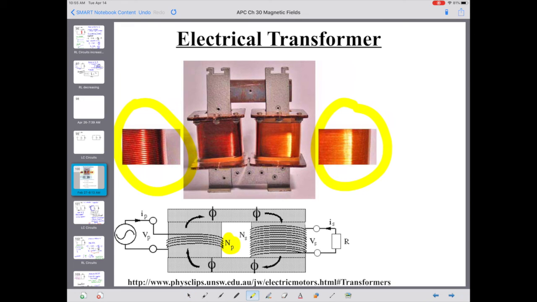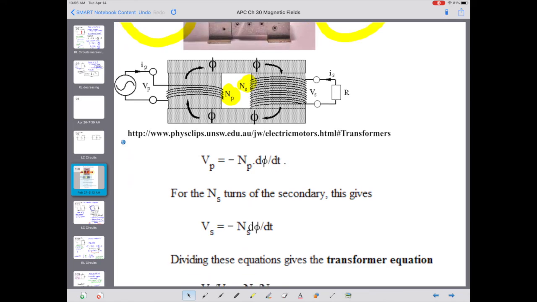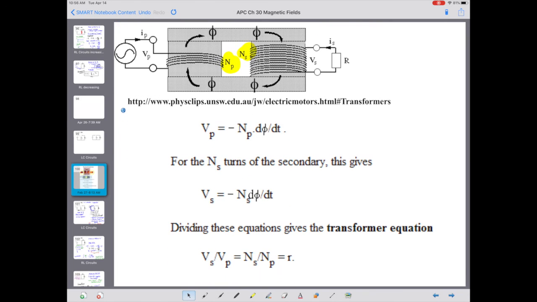So down here on the diagram towards the bottom, you have a number of turns and a number of turns in your two different coils there. And mathematically, you can work down to the transformer equation, which basically relates the ratio of the voltages to the ratio of the number of turns of loops in the two different coils. So that's the basic principle of an electrical transformer.